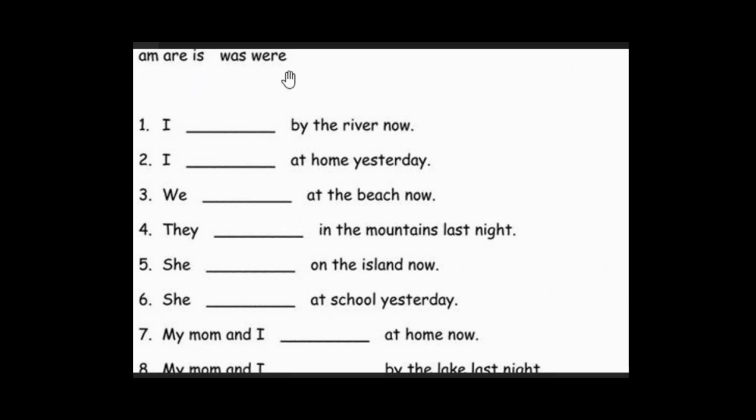And for a past action we use was. We were at the beach yesterday. We are at the beach now. These people are at the beach now. This tense is now, the present moment. This action is not finished, it is not in the past. If it is a past action, at that time we should use were. So we were at the beach yesterday.